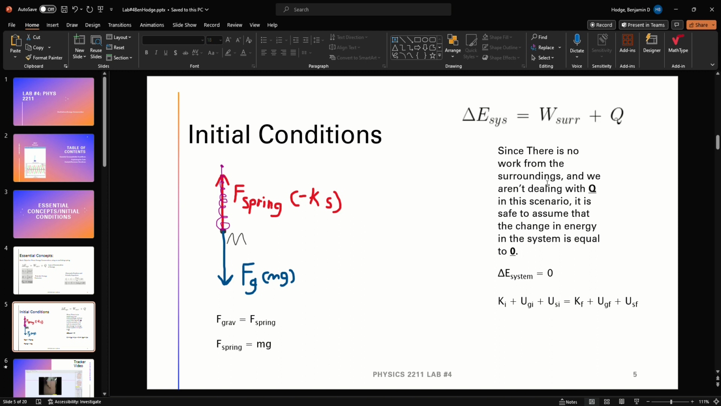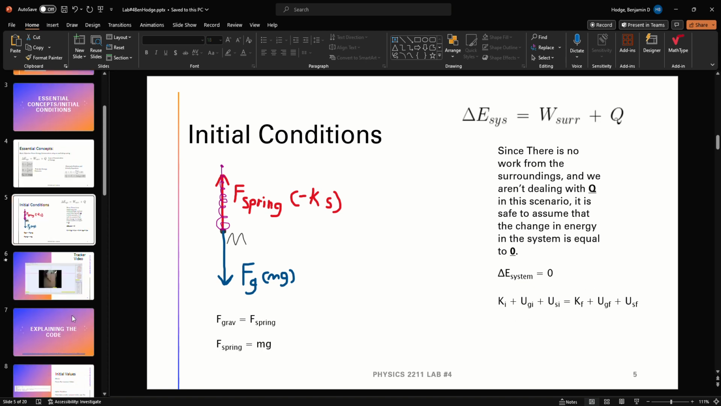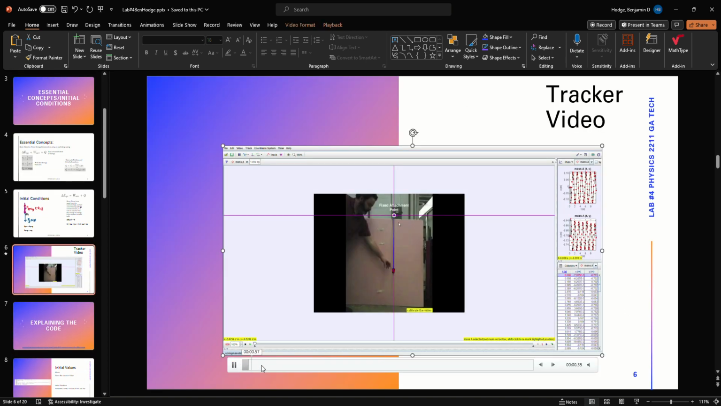And since there's no work from the surroundings, and we aren't dealing with Q in this scenario, it is safe to assume that the change in energy in the system is equivalent to 0. That means we can translate this equation into this, where all your initial energies are equal to all your final energies. Here's the tracker video. As you can see, all the X and Y values are being outputted as such when clicking play, and the X and Y tables are here.